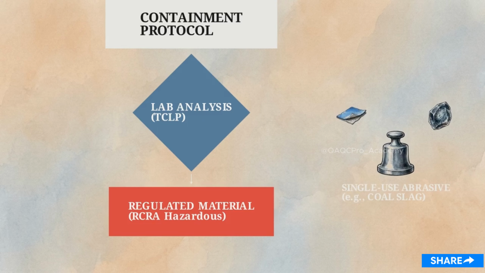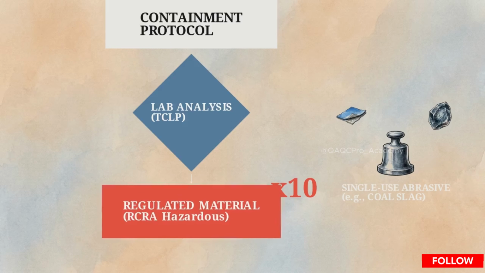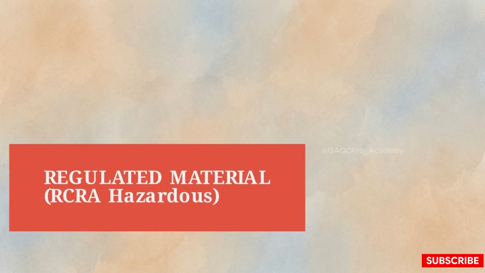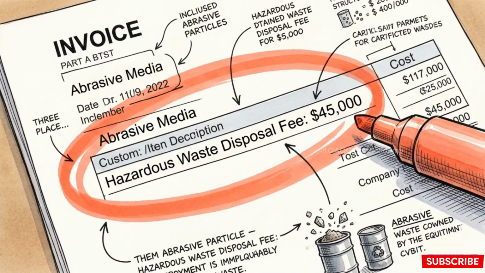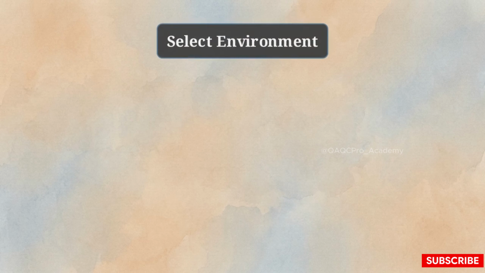Because disposal is billed by weight, mixing hazardous paint chips with tons of single-use, non-recyclable slag exponentially spikes the final project cost. Once the RCRA waste disposal fees are tallied, that cheap upfront media quickly becomes the most expensive line item on the invoice. This decision tree maps how to navigate those 6 factors by matching the media directly to your setup.